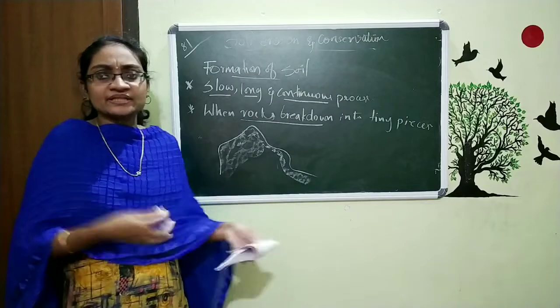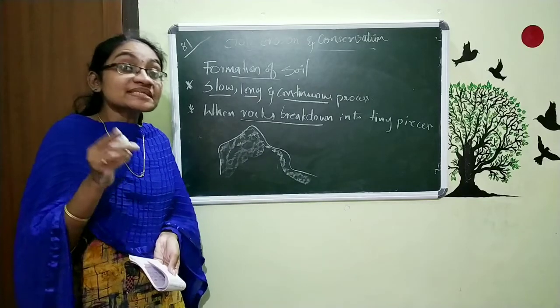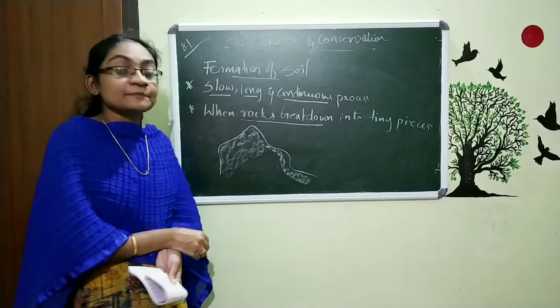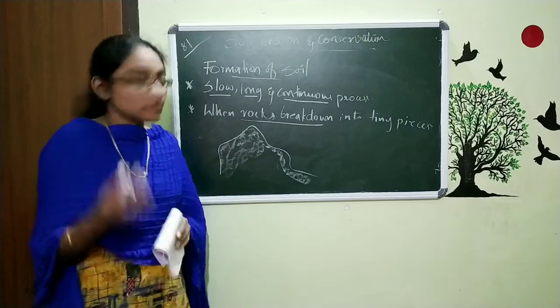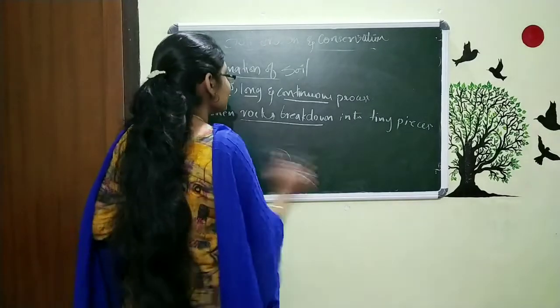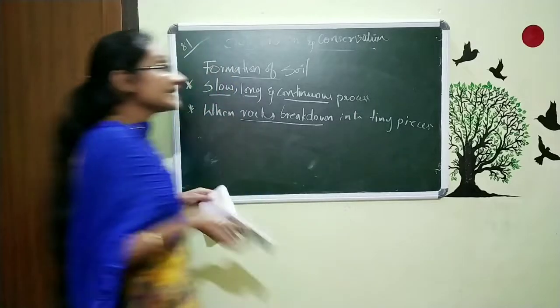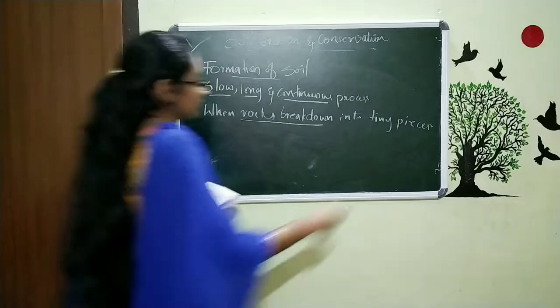The sun, rain, wind, all are done by the nature itself. So using these things, tiny pieces of rocks are formed. Now we are going to discuss: we already said that the rocks break down into tiny pieces. That's actually soil. And now the question is how?